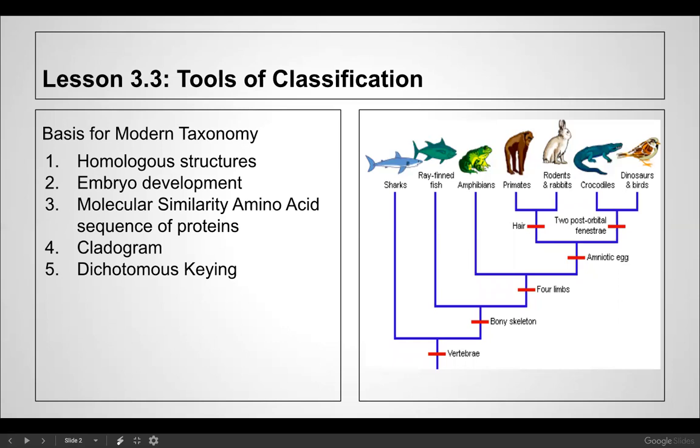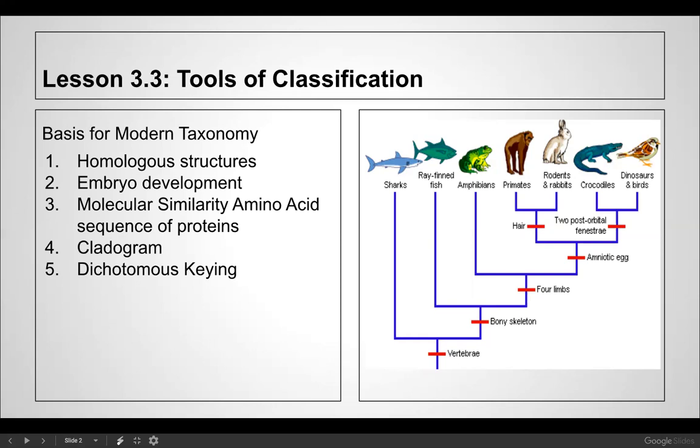So, for example, you have homologous structures, right, where structures are going to be similar amongst certain groups of creatures. Embryonic development, or embryos, looking at the embryos and seeing how similar or different they are. Molecular similarity of amino acid sequence of proteins. So if you look at a particular protein that we have and that, say, a rabbit has, how similar are the sequences of amino acids?